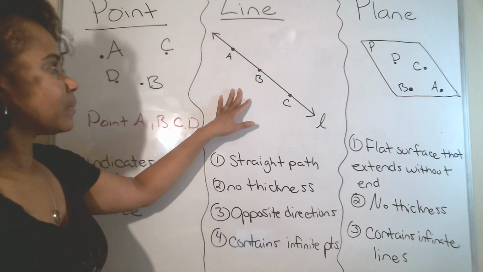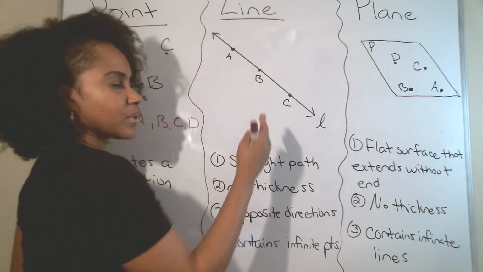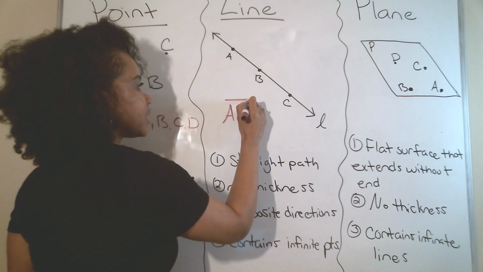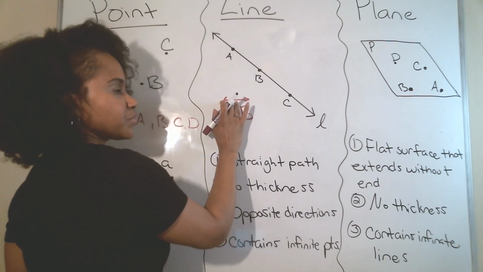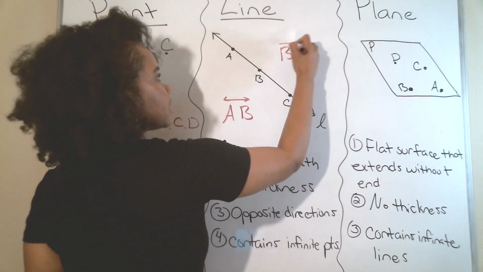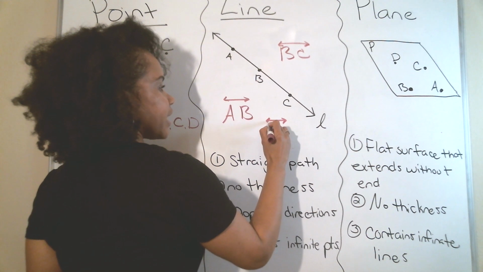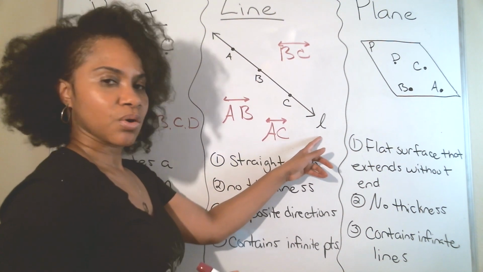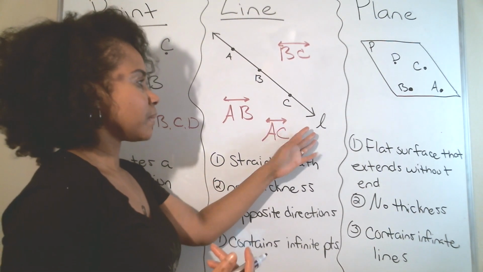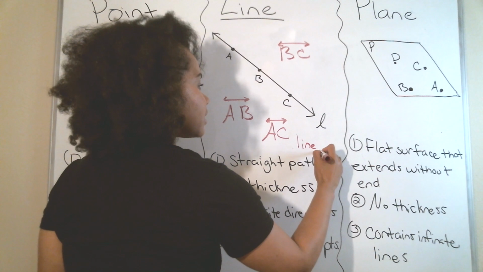The way we name a line, we use any two letters on the line. I have three letters here. I could name this line, line AB, and I would put a line over it, with my two arrows. I could call this line BC or AC, with the line over it. Or if it has a lowercase letter next to the line, we could also name it using that lowercase letter here. So I could call this line L.